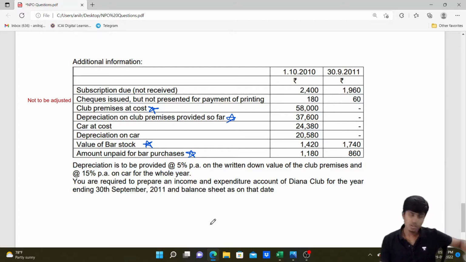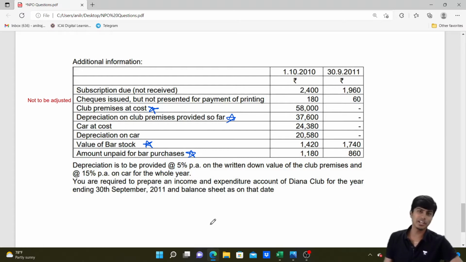You can watch. So 3 videos. One is on preparation of income and expenditure and balance sheet with BRS. One is on preparation of income and expenditure and balance sheet without BRS. One question is on preparation of receipts and payment, income and expenditure, and opening and closing balance sheets.